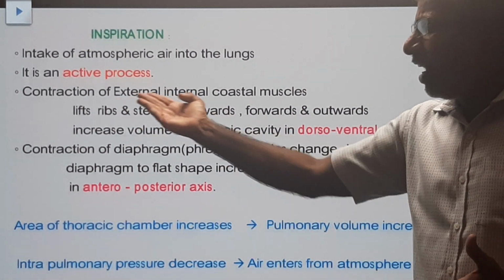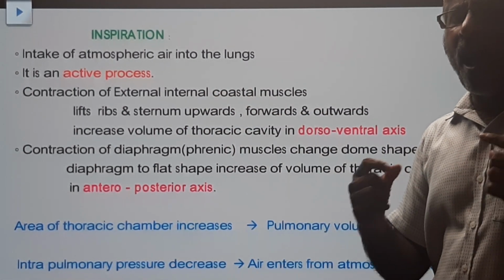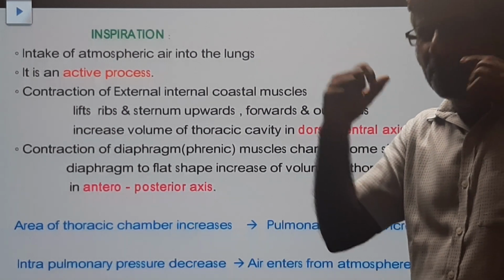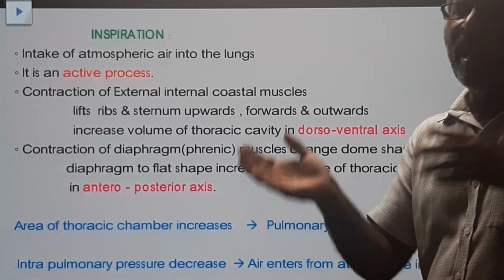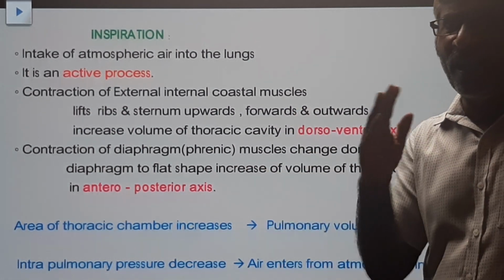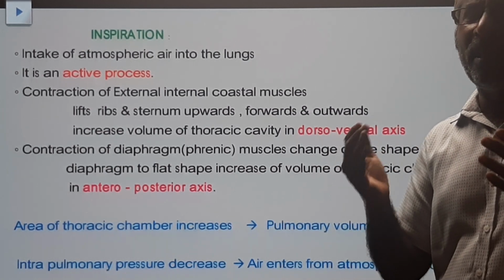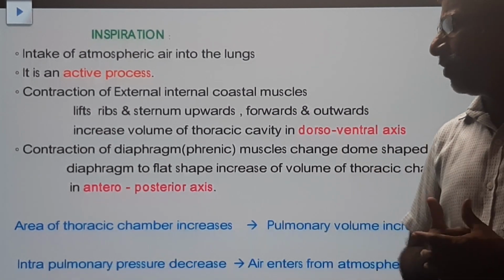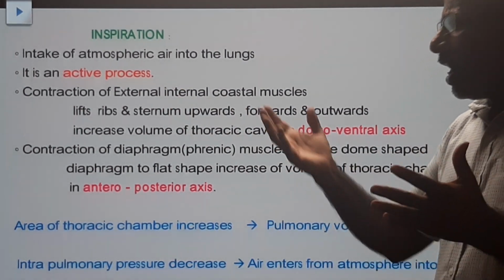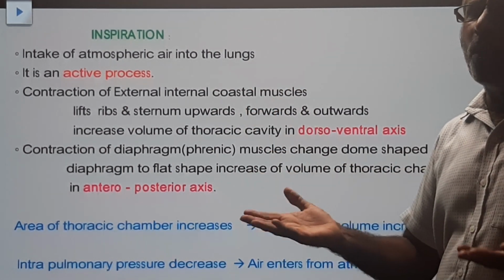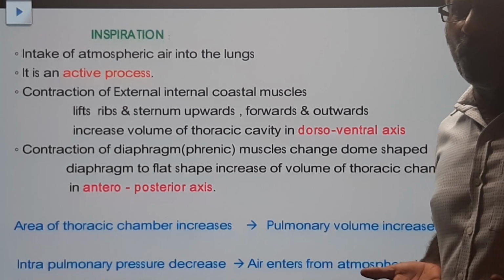Here, the external intercostal muscles are present between the ribs. In between the ribs, the costal muscles are present, whether external intercostal or internal intercostal. The external intercostal muscles are present between the ribs on the outside. That's why they are called external intercostal muscles. The contraction of the external intercostal muscles lifts the ribs as well as the sternum upward.